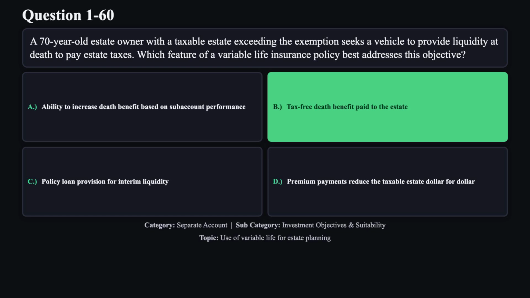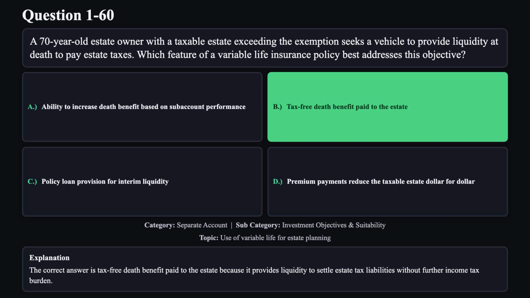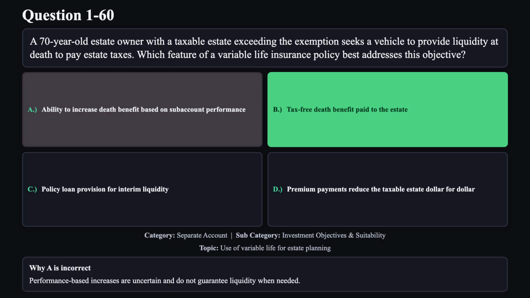The correct answer is B. The correct answer is tax-free death benefit paid to the estate because it provides liquidity to settle estate tax liabilities without further income tax burden. Reason A is not correct. Performance-based increases are uncertain and do not guarantee liquidity when needed.